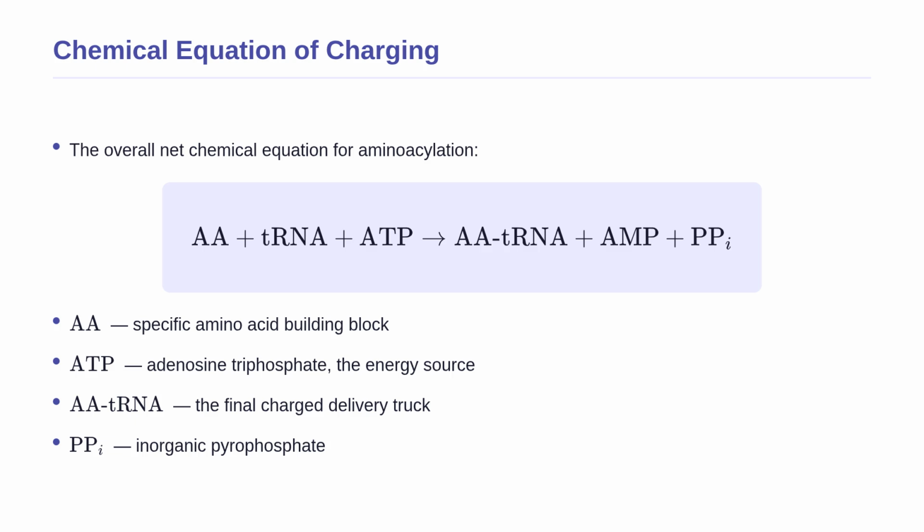On the product side, AA-tRNA is our final charged delivery truck, ready for the ribosome. AMP is adenosine monophosphate, what remains after ATP loses 2 phosphate groups. Finally, PPi is inorganic pyrophosphate, which is immediately broken down to release energy, driving the entire reaction forward irreversibly.